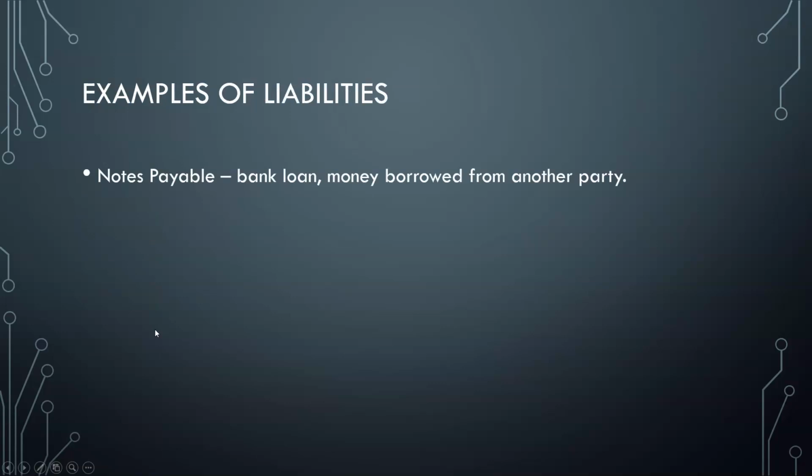Examples of liabilities. Remember, liabilities are debts of the company. For the purpose of this chapter, the only liability we're going to talk about is a bank loan or money borrowed from another party. Whenever a company has a bank loan or money that they borrowed from someone, we call it a note payable or notes payable.